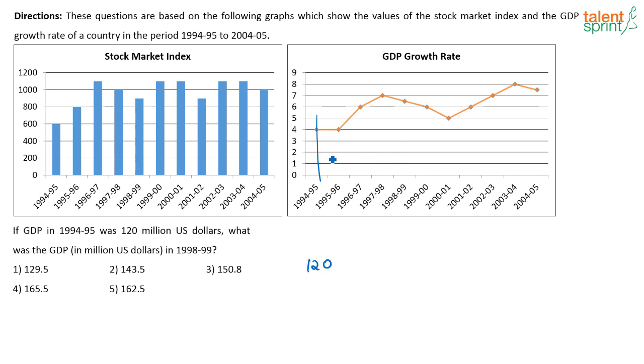1998-99? So what is happening? If you look at the next year, there has been a 4% increase in GDP. So the GDP for the year 95-96 will be 120 into 1.04. For 96-97, again there is an increase of 6% from that, correct? So it will be into 1.06. And again for 97-98 there will be an increase of 7% from the previous value, so into 1.07. And we have to find out for this year. Again for this year there will be an increase of 6.5%, so 1.065. So this will be the answer that you are looking for.